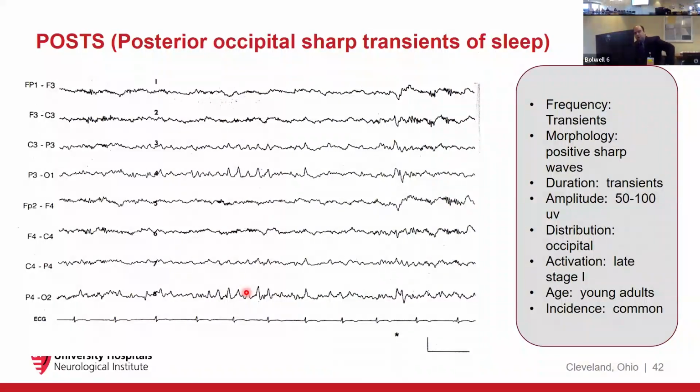Then this very common one, which you will see a lot as well, is called POSTS, which stands for posterior occipital sharp transients of sleep. This is mostly seen in stage 1 sleep. As you can see, these are upward deflections at O1 and O2 in grid 2. So this is the positivity at O1 and O2 because it's an upward deflection. These are seen in stage 1 sleep. Okay, these are these upward deflections in this longitudinal bipolar montage, very commonly seen in sleep, especially in younger patients. Also, these are not pathological.